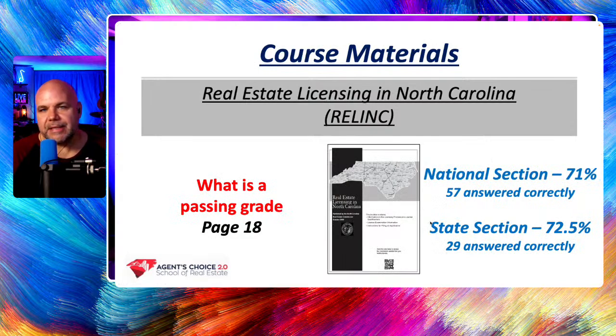You would need on the PSI exam at least a 71%, or 57 correct answers on the national and 29 correct answers on the state, which is a 72.5. For the class, it's a 75%. So to pass the class exam Wednesday, you need at least a 75% or better. If you get a 69 to a 74, then you can reschedule to retake the exam without having to take the class over again. If you make a 68 or lower, then you're going to have to sit through the class again in order to be able to test again.